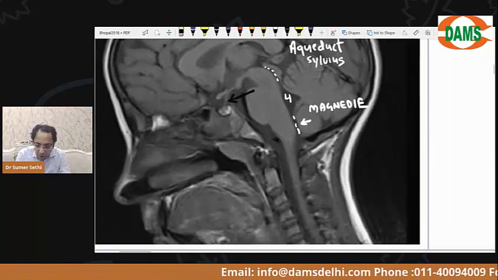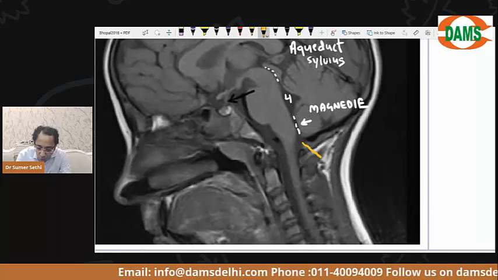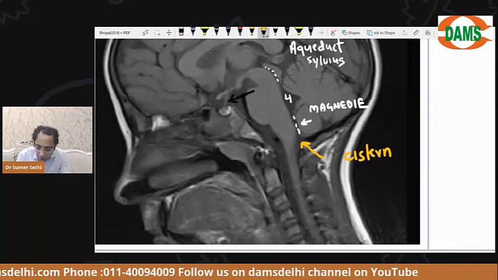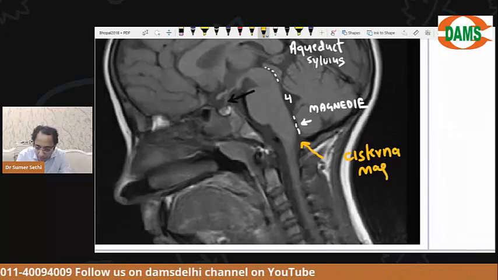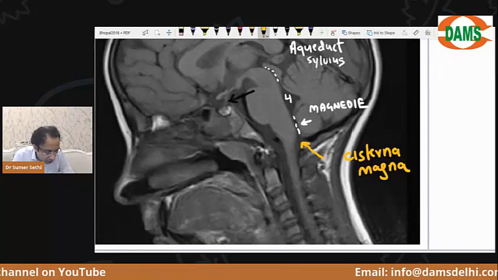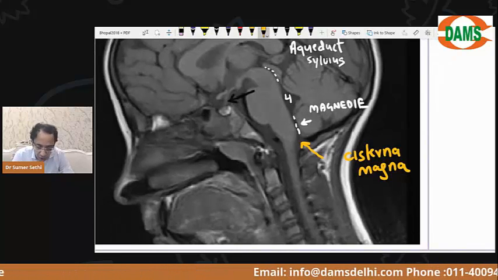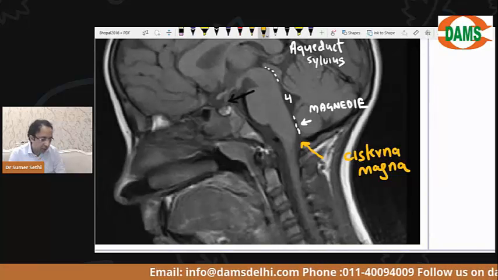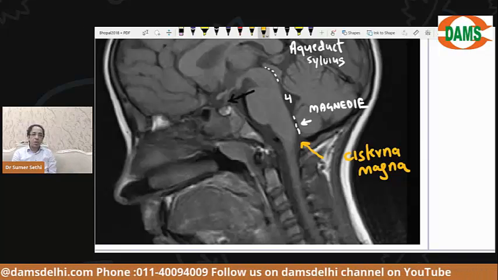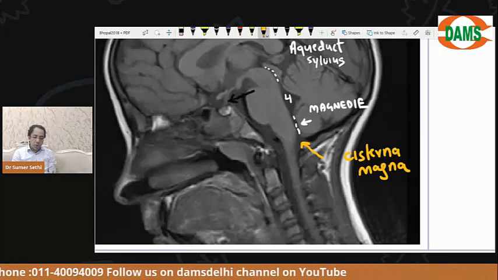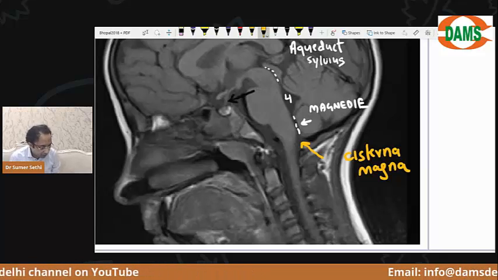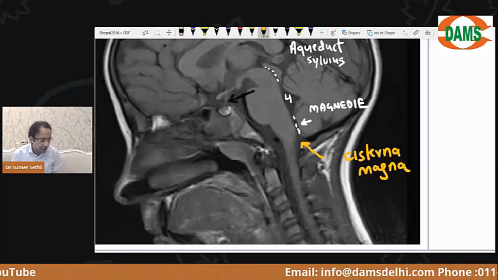From the foramen of Magendie, the CSF goes into this CSF space here, which is called the cisterna magna. Are you able to understand now that the CSF from the fourth ventricle, via the foramen of Magendie, goes into a cistern behind the medulla, which is called the cisterna magna? Everybody clear? Everybody remembers? Yes.